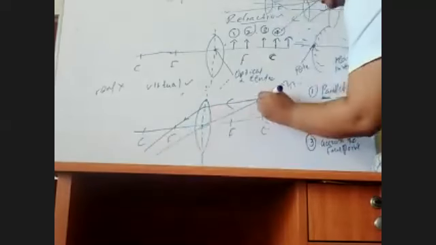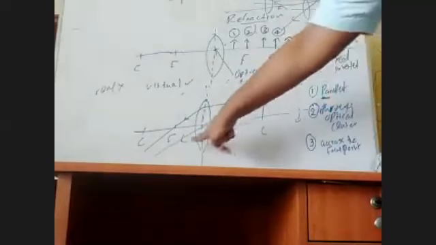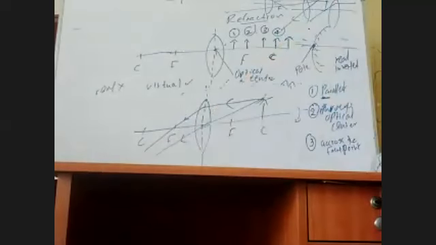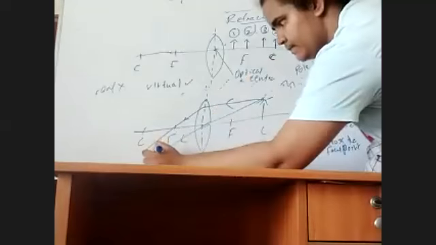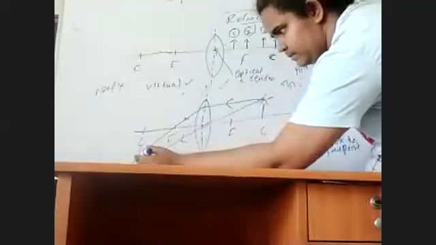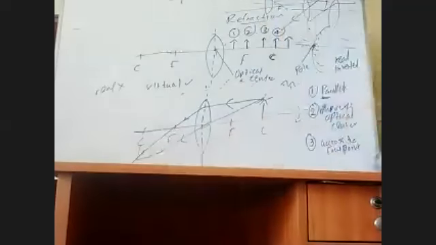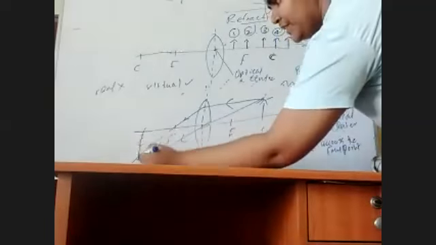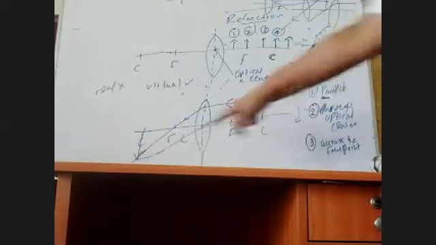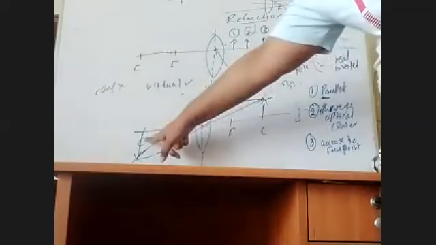Okay. Now it will look like this, and here it will pass without any refraction. And then what will happen? It will meet. However, when you draw your diagram according to the scale, the image will form like this. Okay, the image will form at the center of curvature itself.